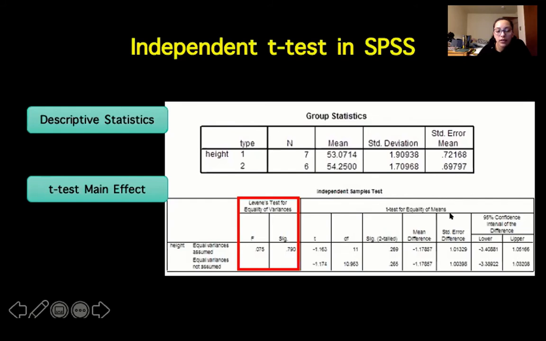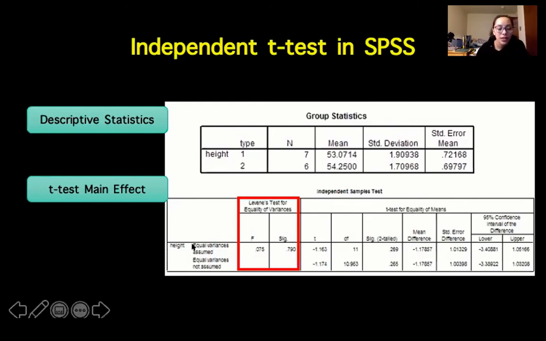Before we can even look at if the means are equal or not, which would be the main effect of the t-test, we have to see, did we meet our assumption? So homogeneity of variance, remember I said, is tested using Levene's test. That's what this is right here in this red box. So you start here, because we can't accept the results of our t-test unless we've met all of our assumptions. But we can't meet this assumption until we actually run the statistics.